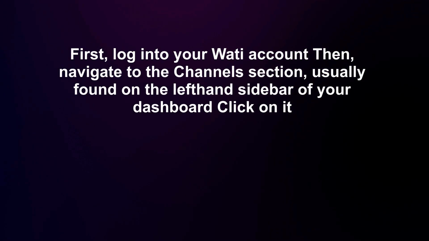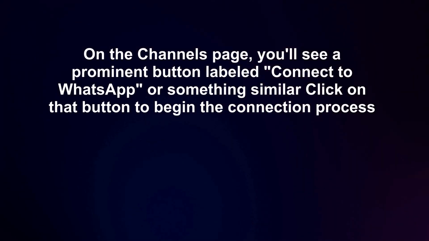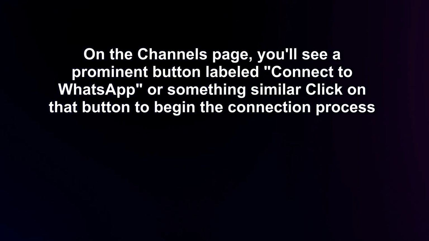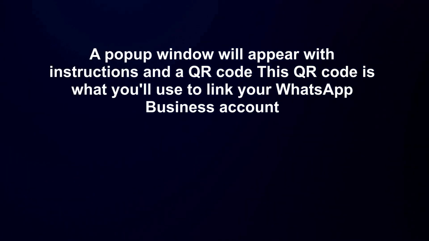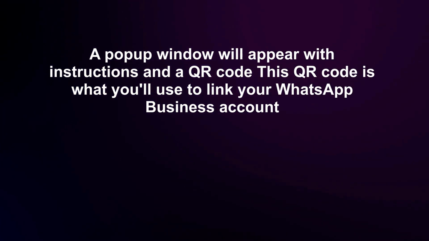Usually found on the left-hand sidebar of your dashboard, click on it. On the Channels page, you'll see a prominent button labeled Connect to WhatsApp or something similar. Click on that button to begin the connection process. A pop-up window will appear with instructions and a QR code. This QR code is what you'll use to link your WhatsApp business account.